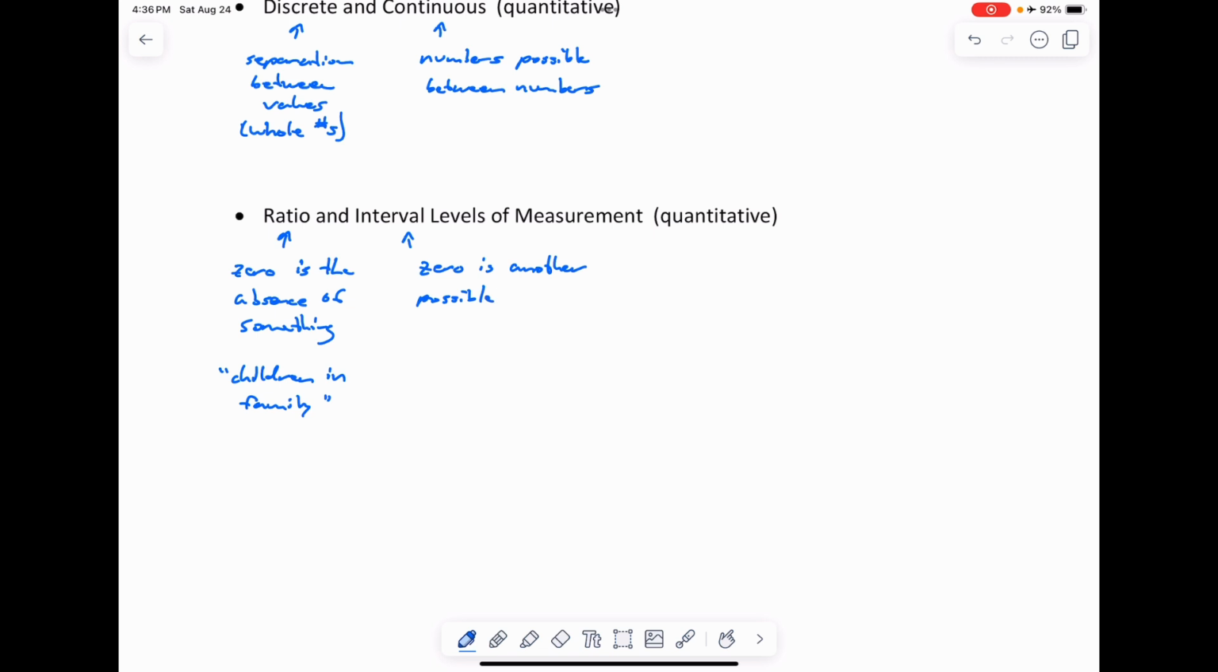So for example, temperature. It could be 20 degrees above 0. It could be 20 degrees below 0. It could be 0 degrees. 0 degrees is not the absence of heat or cold. It's not the absence of temperature. It's just another value on, in this case, a rating scale of cold to hot. So that's ratio and interval levels of measurement.